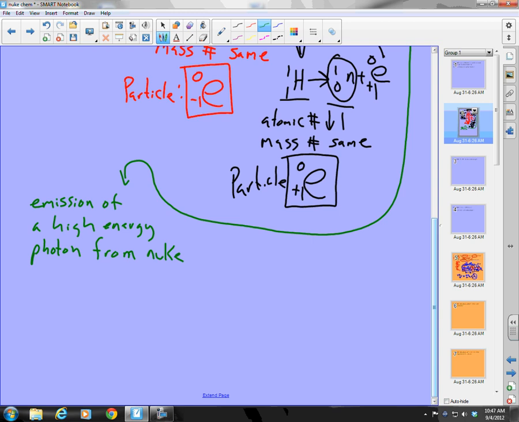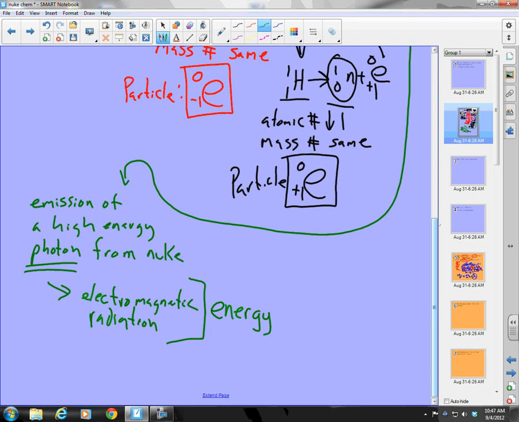Well, what's a high energy photon? Hey folks, a photon is really electromagnetic radiation. And we'll learn more about electromagnetic radiation next chapter. But for us, here's all we need to know. This is just a form of energy. So with gamma radiation, only energy is released. Only energy is released.